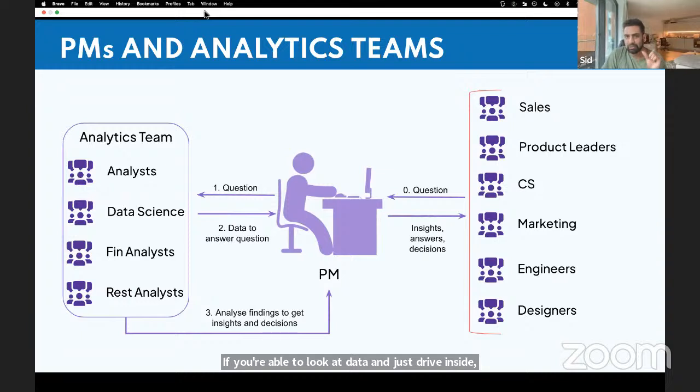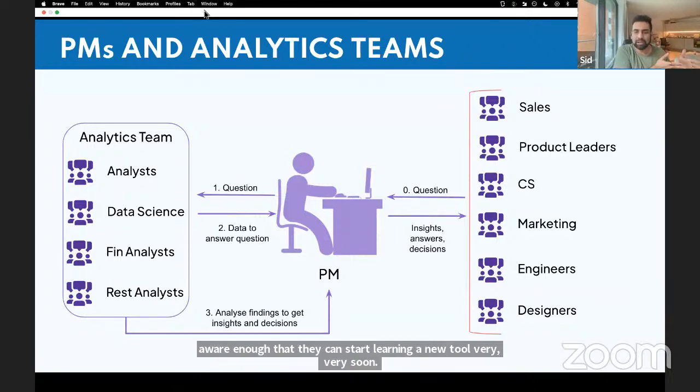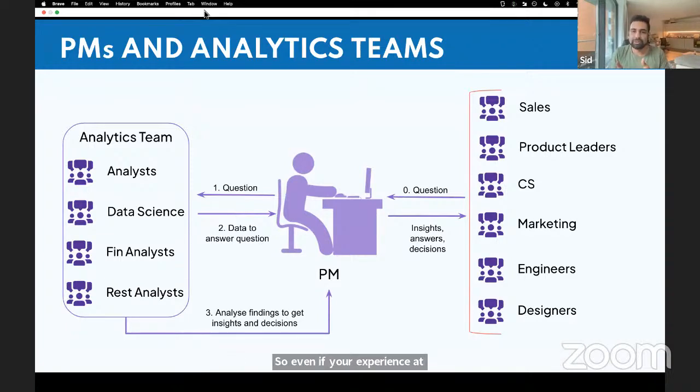And secondly, I also think that a product manager is usually aware enough that they can start learning a new tool very, very soon. So even if you're experienced with Google Analytics, but your new organization uses Mixpanel, it won't take you more than a week to ramp up on it.